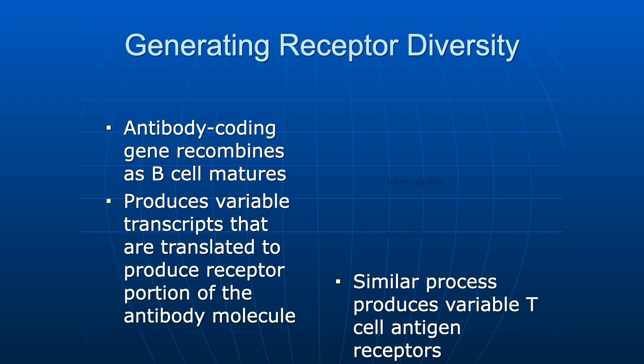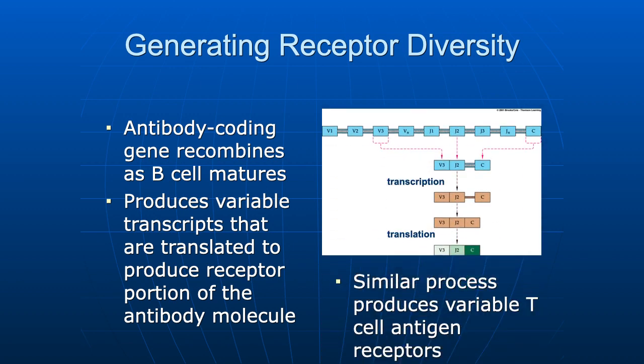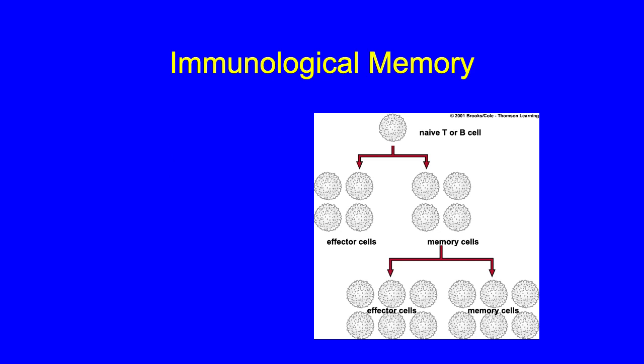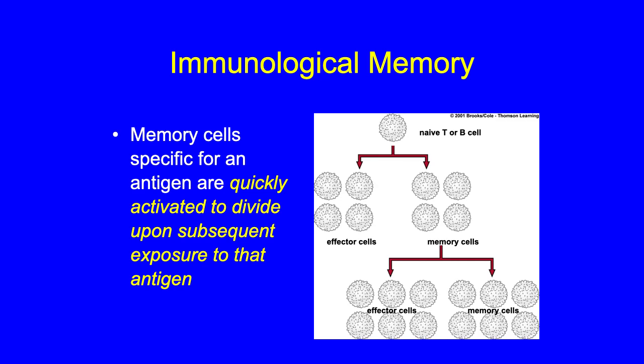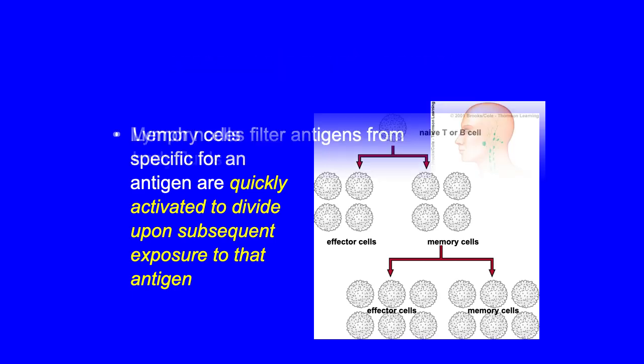So antibody coding gene recombines as the B cell matures, produces variable transcripts that are translated to produce the receptor portion of the antibody molecule. A similar process produces variable T cell antigen receptors. So we see right here the transcription of specific ones, transcription and translation based on the response needed. So with immunological memory, memory cells specific for an antigen are quickly activated to divide upon subsequent exposure to that antigen. So your body has a certain memory to the different things that you've been exposed to.